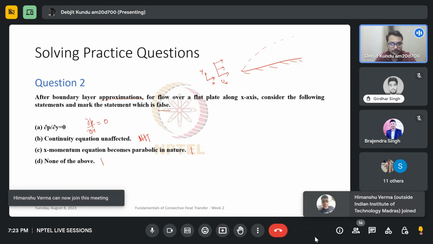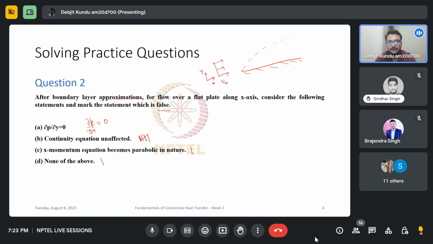So question number 2 of today's session is asking us, after boundary layer approximations for flow over a flat plate along the x-axis, consider the following statements and mark the statement which is false. Is it option A, ∂P/∂y equal to 0? Option B, continuity equation remains unaffected? Option C, x momentum equation becomes parabolic in nature? Or is it option D, none of the above?